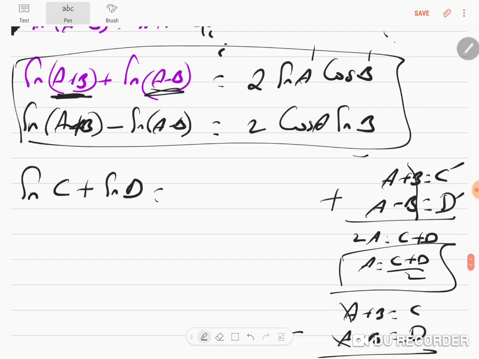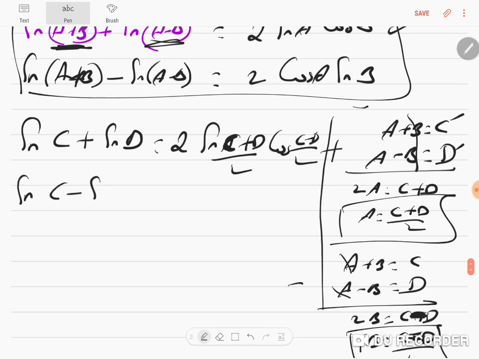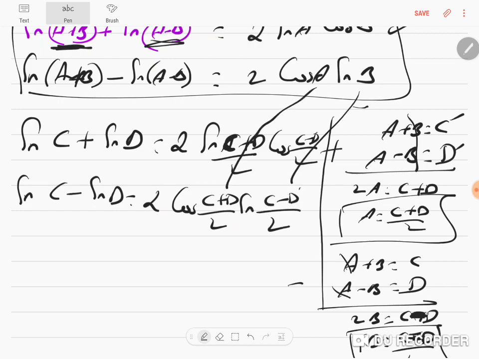Hence, the same formulas you can copy, 2 sin A cos B, but instead of A you should write (C plus D) by 2 and cos (C minus D) by 2. And sin C minus sin D will be 2 cos (C plus D) by 2 sin (C minus D) by 2. That is, in the place of A I am writing this and B I am writing this. Are you clear? Play it again if you do not understand.